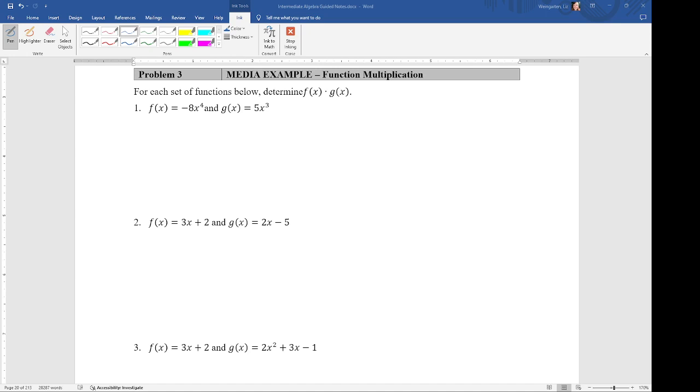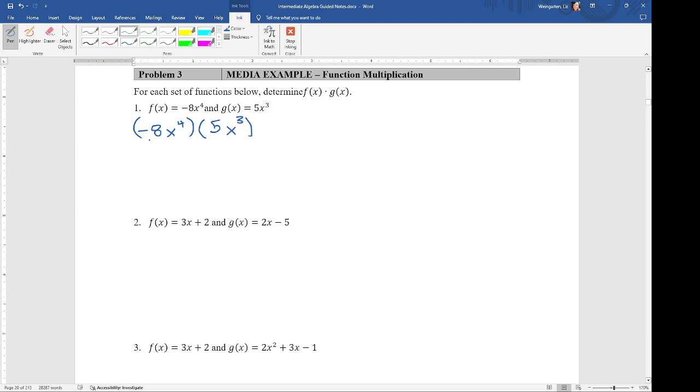In problem 3, we are multiplying functions. So let's start with part 1. Again, we are taking our f of x, our minus 8 x to the 4th. I'm going to put the whole thing in parentheses because I'm multiplying. And g of x, I'm also going to put in parentheses.